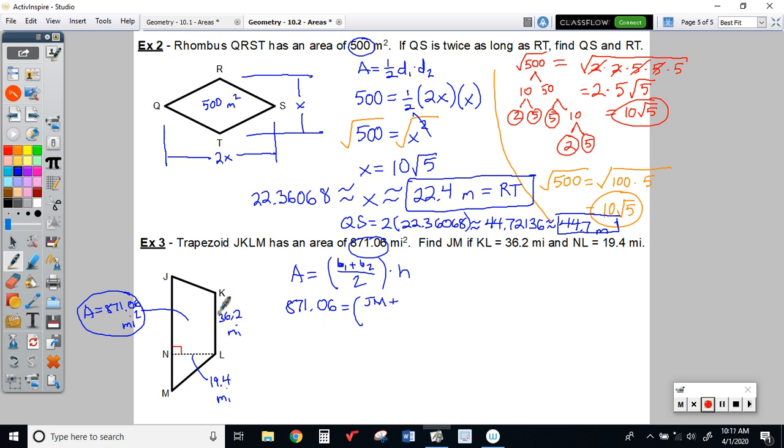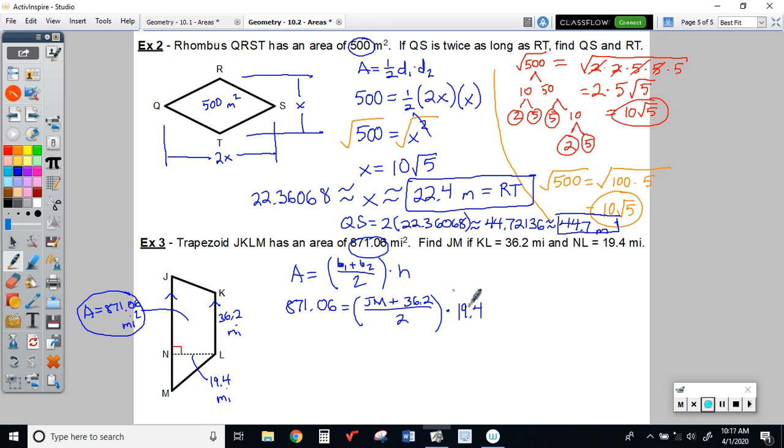B2, however, the second base, and the bases are always parallel to each other, so that's a good way to remember what your bases are. It's not always the top and the bottom. Whatever the way the trapezoid is oriented, you have to think of those parallel parts being your bases. This would be 36.2. And then from there, divide by 2 and multiply by the height, which we know is 19.4.